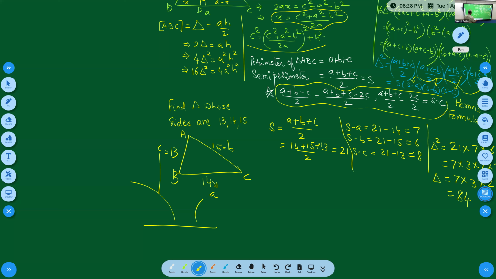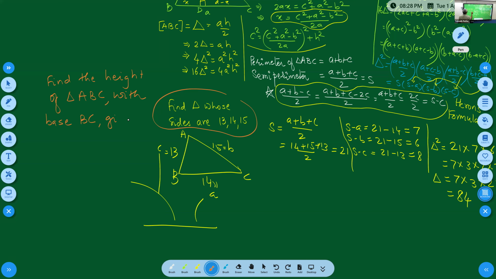Okay, so if I want to make this question a little difficult, I will ask: find the height of triangle ABC with base BC, given AB is equal to 13, BC is equal to 14, CA is equal to 15.